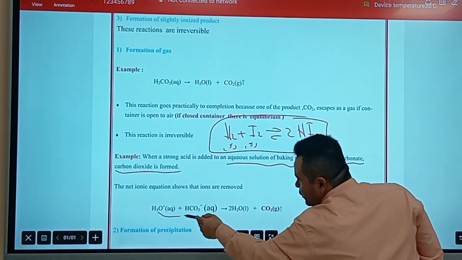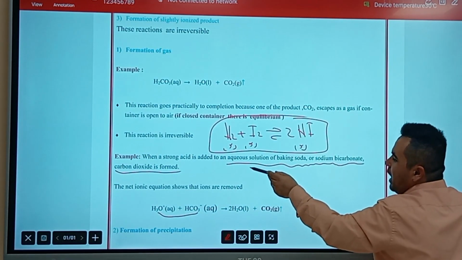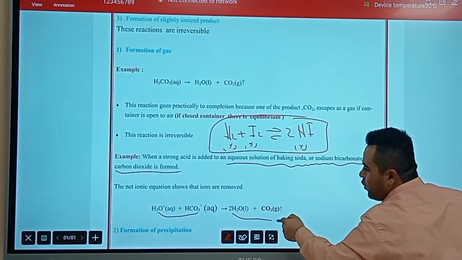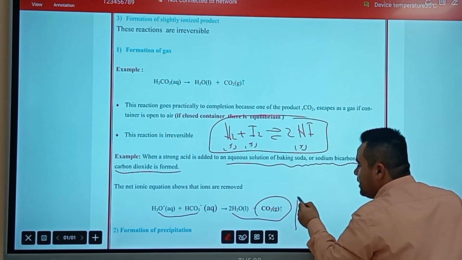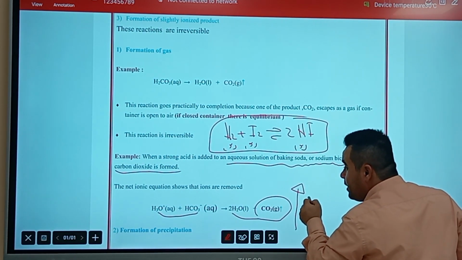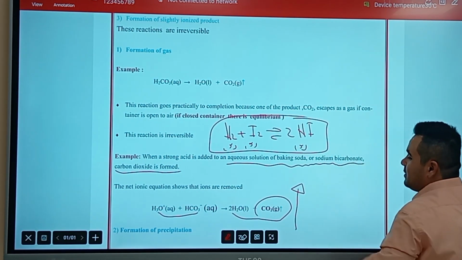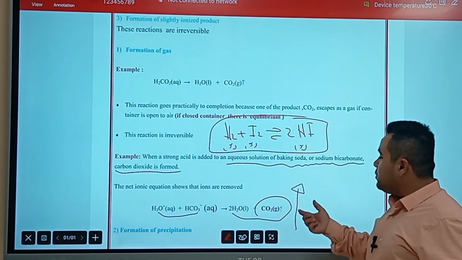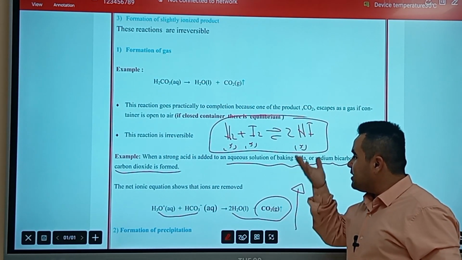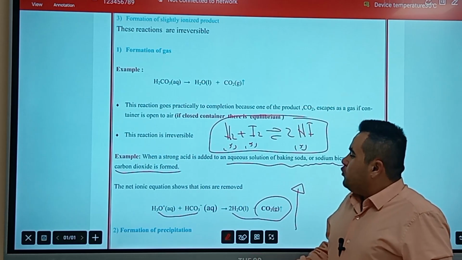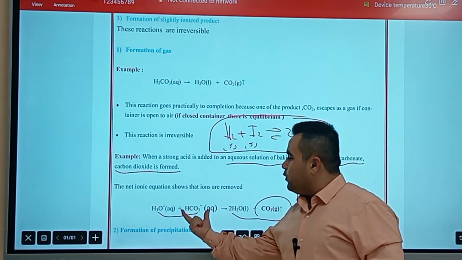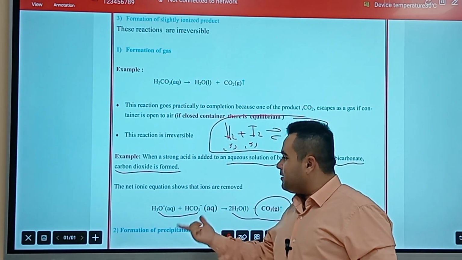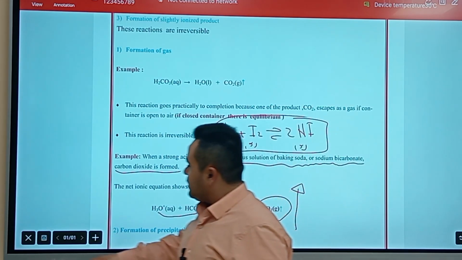The spectator. Hydronium plus bicarbonate reacts to form H2O and CO2. So CO2 is, if the system is open, that leads to completion because of escaping the gases in the system. How do we know the system is open? Because here we do not have gases in the reactant. That tells us the system is open.